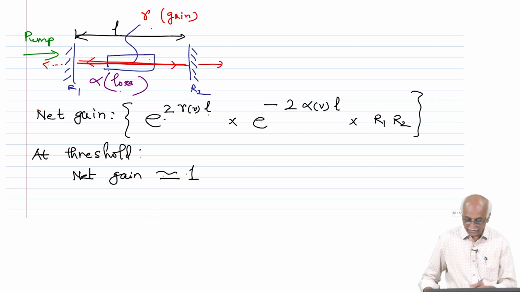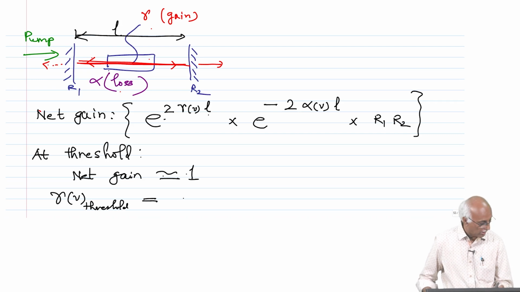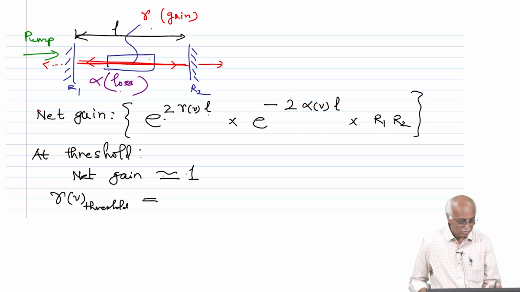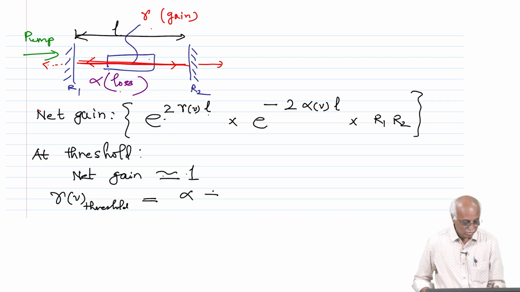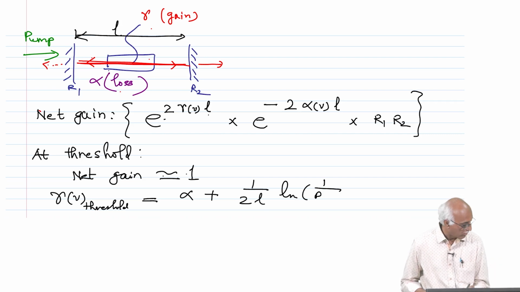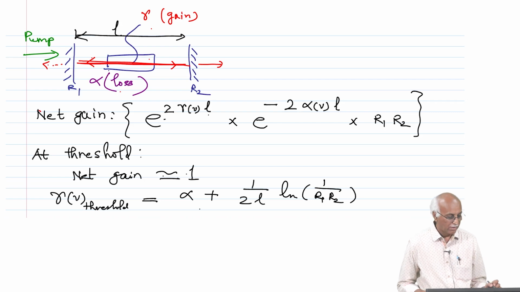So, the threshold gain coefficient. This gamma at threshold will determine, based on this equation, gamma nu at threshold is given by alpha plus 1 by 2L natural log of 1 by R1 R2.